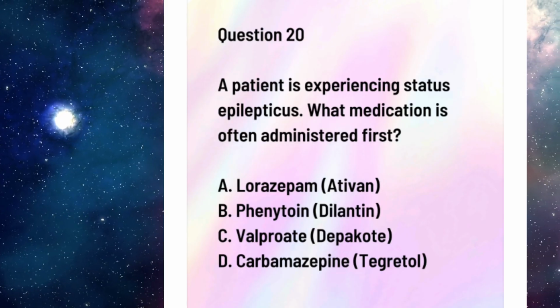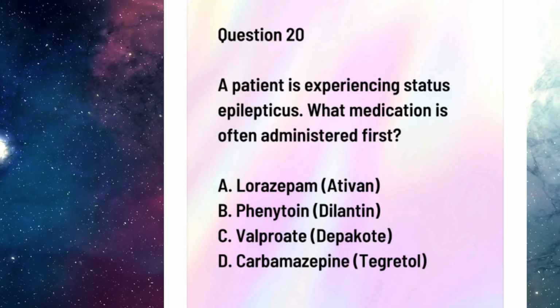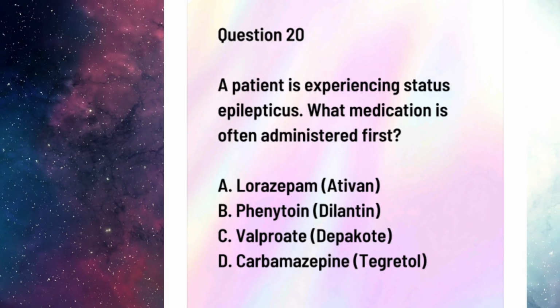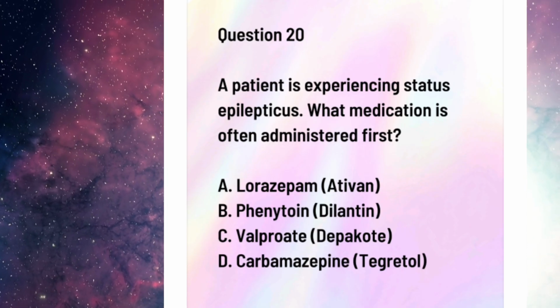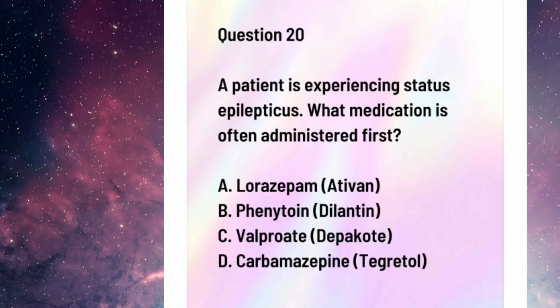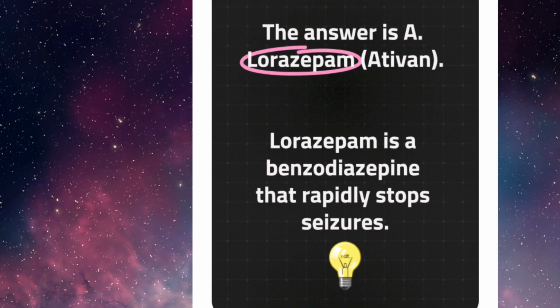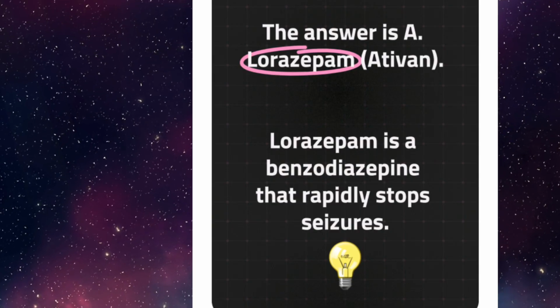Question 20. A patient is experiencing status epilepticus. What medication is often administered first? A, lorazepam, Ativan. B, phenytoin, Dilantin. C, valproate, Depakote. D, carbamazepine, Tegretol. A, lorazepam, Ativan. Lorazepam is a benzodiazepine that rapidly stops seizures.